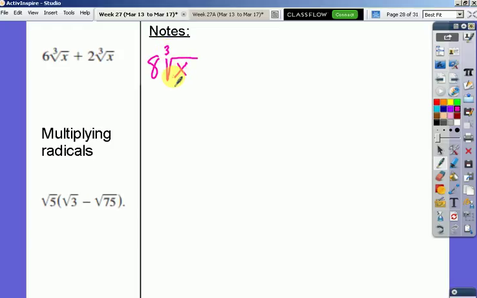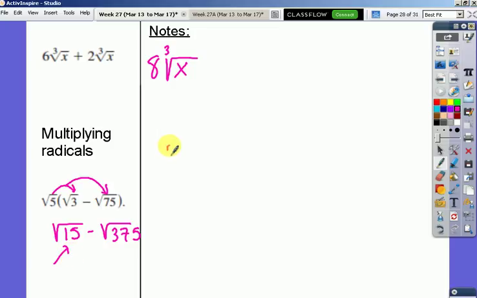Okay, multiplying radicals can be a little tricky in the sense that you can't just multiply them and be done. You have to simplify if you can. So 5 times 3 makes 15. And then 5 and 75. That will make, what do we get? 375. Now, you can't just stop there. You gotta simplify it. That one, 15 is 5 and 3. I can't break that down. Right? 375, I can break down.